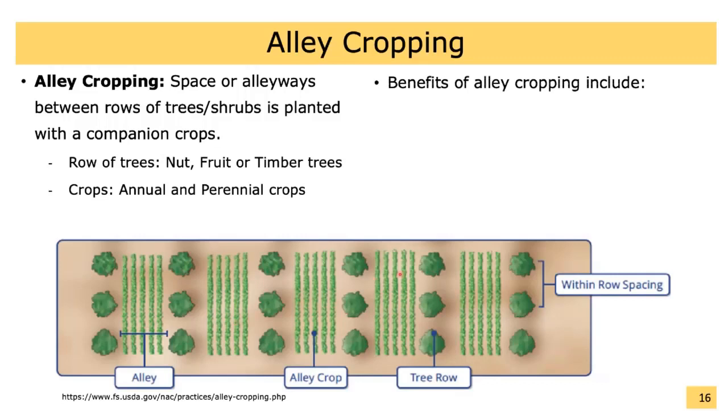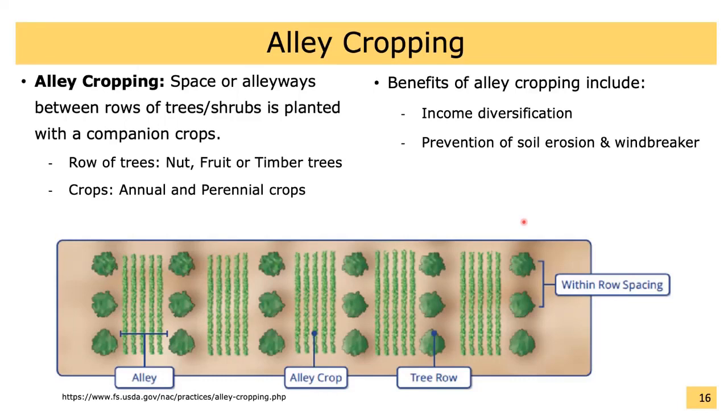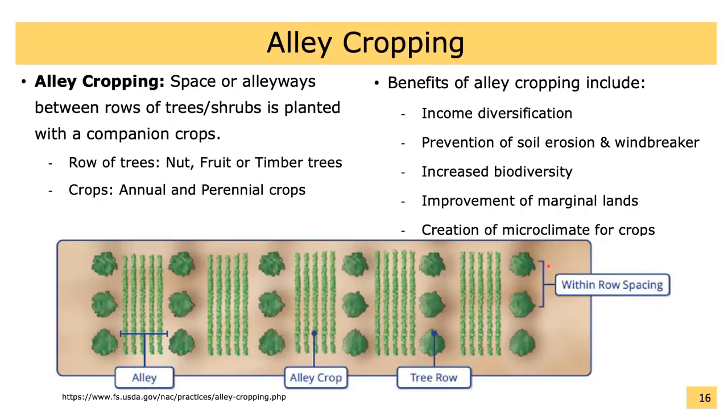Benefits of alley cropping include it helps in income diversification and also helps in prevention of soil erosion and as a windbreaker. Alley cropping also improves and increases biodiversity, and the marginal lands also get improved in alley cropping. Microclimates are created in alley cropping for crops.